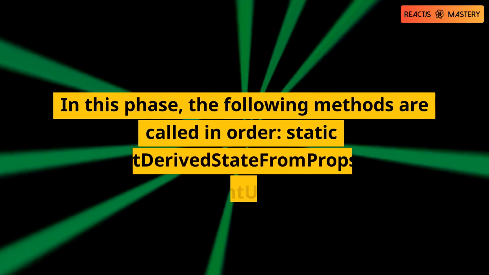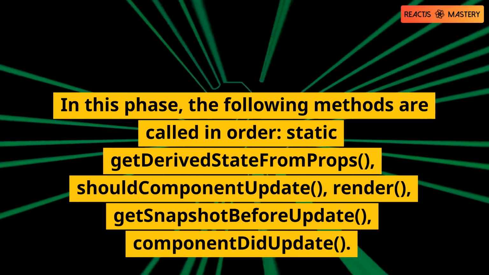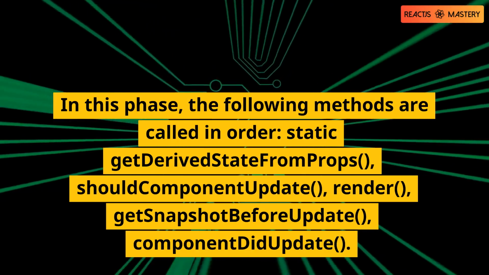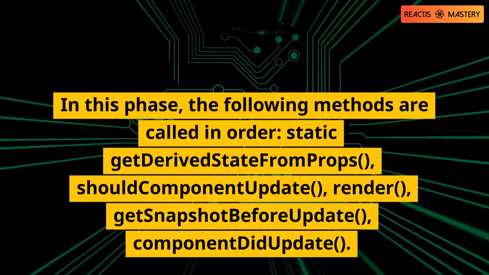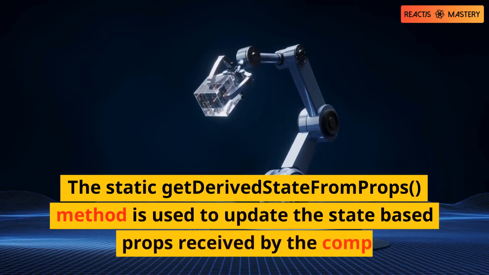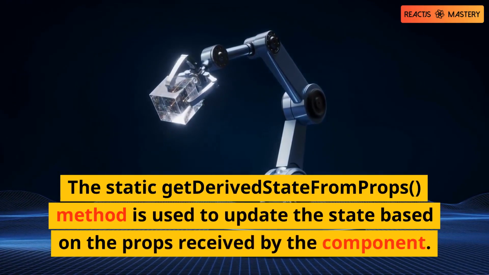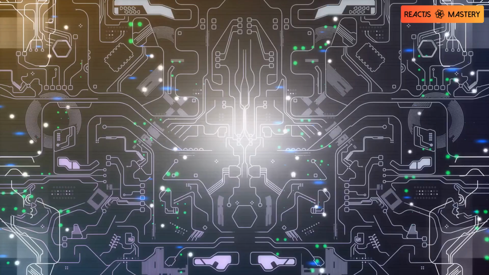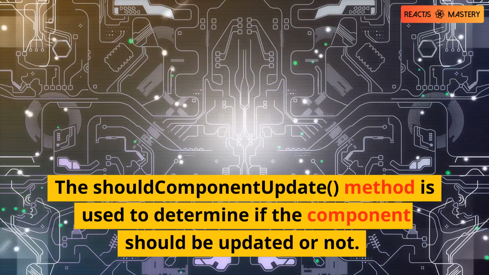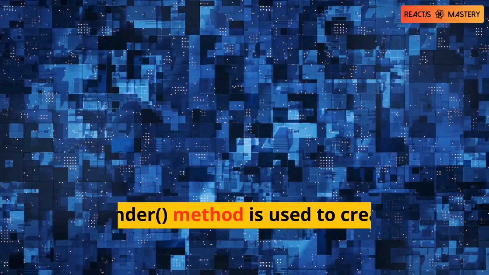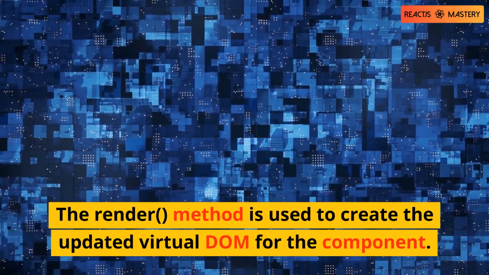In this phase, the following methods are called in order: static getDerivedStateFromProps, shouldComponentUpdate, render, getSnapshotBeforeUpdate, componentDidUpdate. The static getDerivedStateFromProps method is used to update the state based on the props received by the component. The shouldComponentUpdate method is used to determine if the component should be updated or not. The render method is used to create the updated virtual DOM for the component.